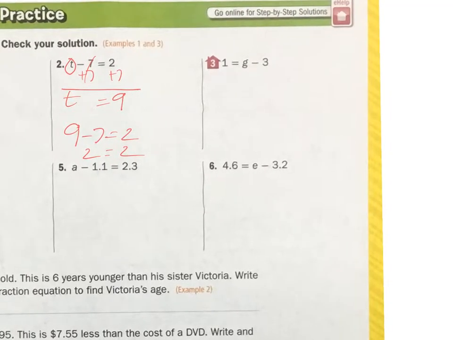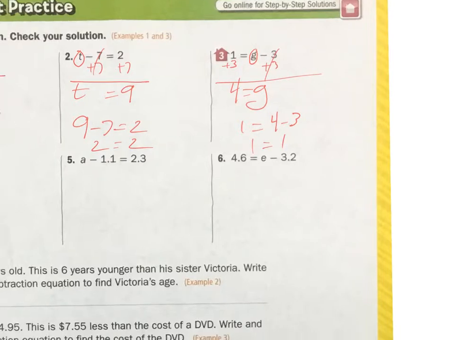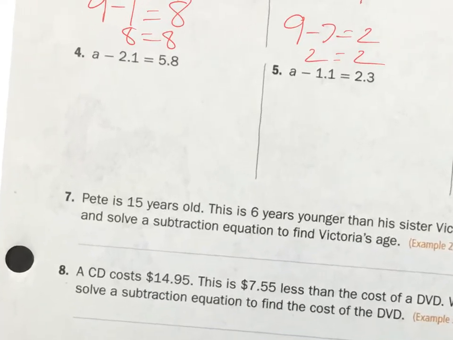Okay, let's go to number 3. We have 1 equals g minus 3. I want this g all by itself. I get rid of this minus 3 by adding 3. And I have to add 3 to each side. So 4 equals g, and those cancel. Okay? Now I'm going to try it. 1 equals g, we said is 4 minus 3. That is 1, and that equals 1. Yep. Okay. Number 4.